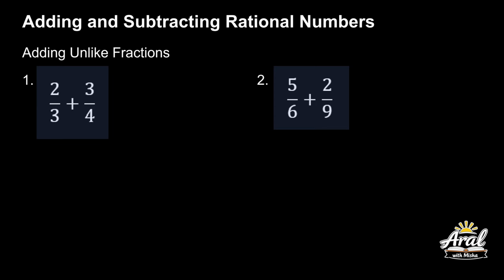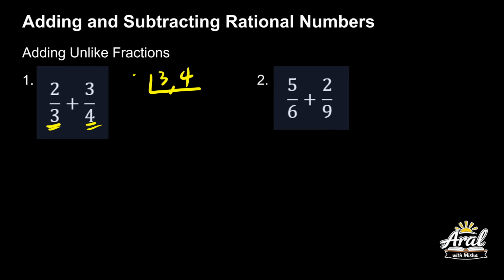So adding unlike fractions. So the thing is, the denominators that you could see, 3 and 4, are not the same. So the thing that you need to do is find the least common multiple, or what you call LCM. Okay? As you can see, 3 and 4, they don't have any multiple that you could actually simplify.